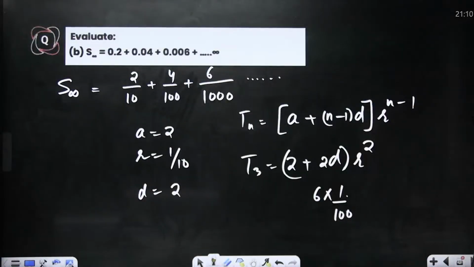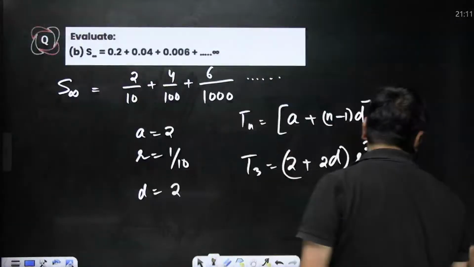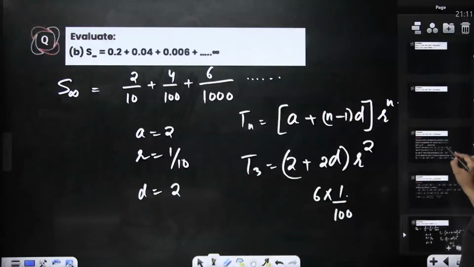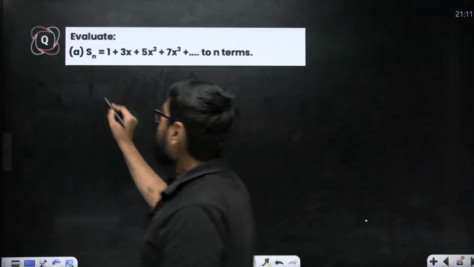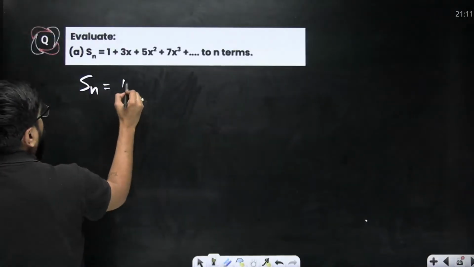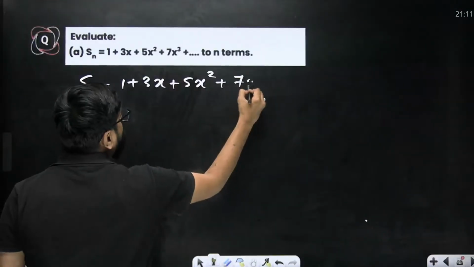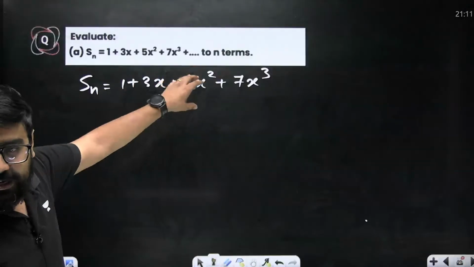But here actually there is a problem. Let's solve a little bit easier version of it. For example, let's say we have something like this. Suppose Sn we need to find: 1 plus 3x plus 5x square plus 7x cube. This is neither an AP nor a GP. Instead, it's a mixture of AP and GP both.